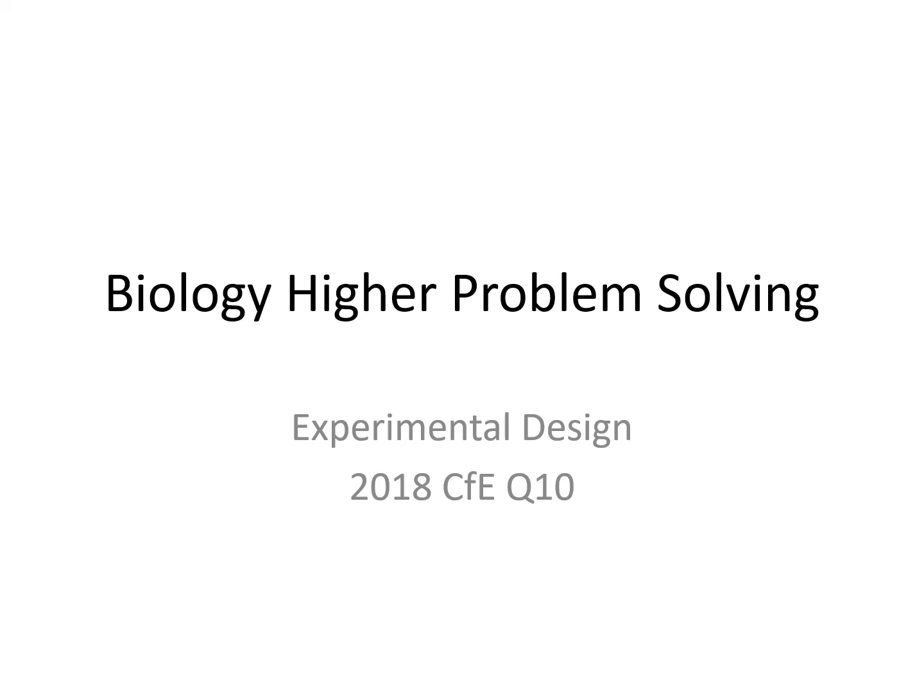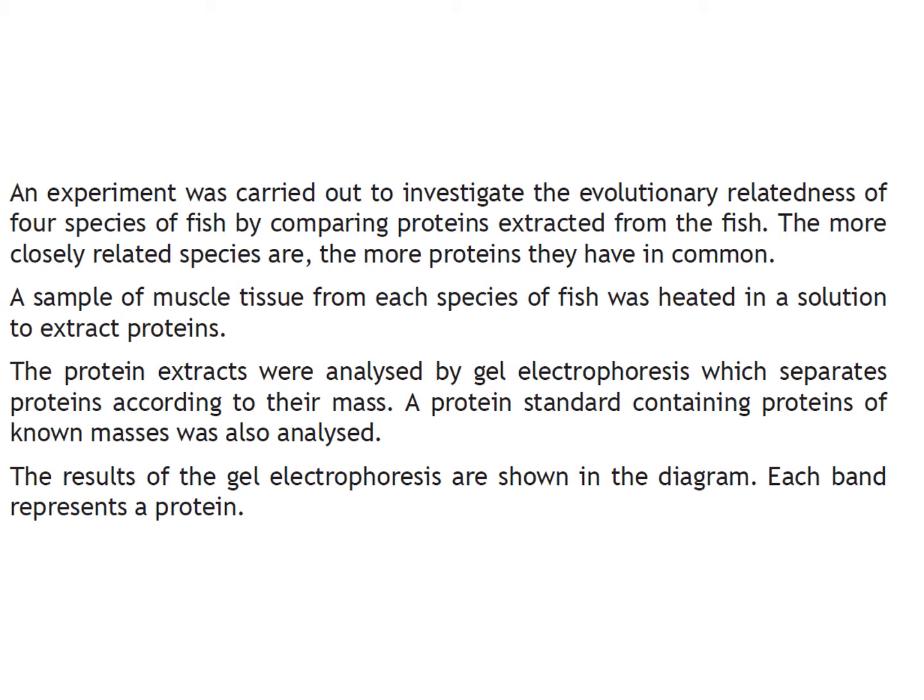So we're still on problem solving questions. This is from an experimental design question from the 2018 paper, question 10. Okay, our context. An experiment carried out to investigate the evolutionary relatedness of 4 species of fish by comparing proteins extracted from them. Okay, so you're told that the more closely related species are, the more proteins they have in common.